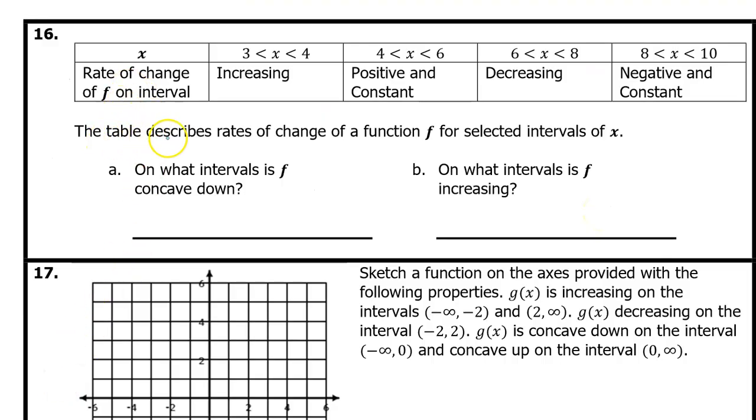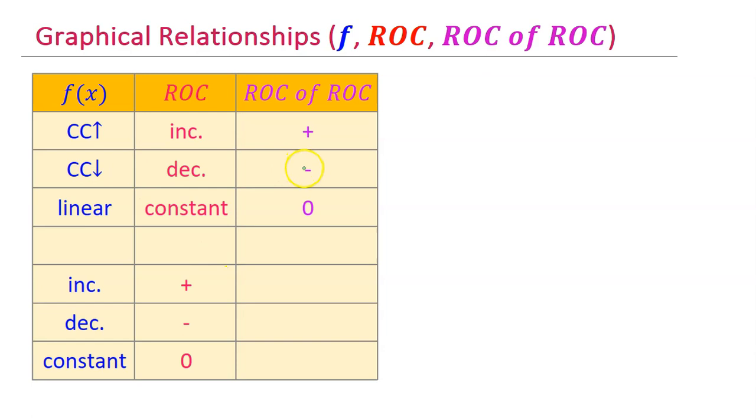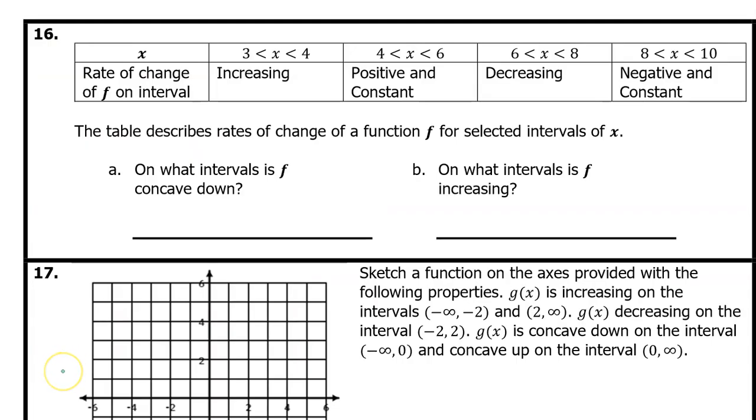Number 16. The table describes rates of change of a function f for selected intervals of x. Part A. On what intervals is f concave down? Here's the chart that we have memorized. We know that f will be concave down when the rate of change is decreasing. The only interval that we know that the rate of change is decreasing is this interval from 6 to 8.